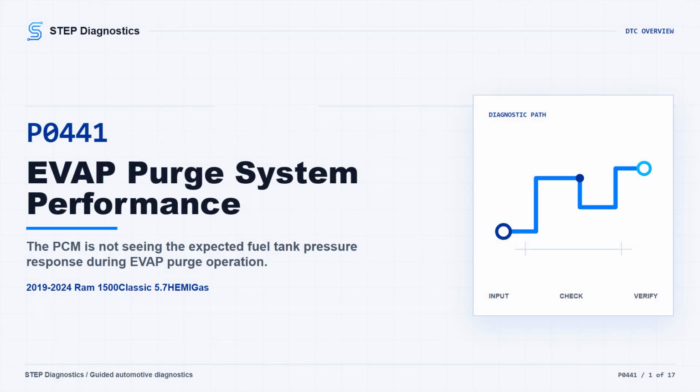On this Ram 1500 Classic with the 5.7 Hemi, P0441 means the PCM may not be seeing the expected fuel tank pressure change when it runs the EVAP Purge performance check. The driver may only notice a MIL, and the truck can otherwise feel normal. Broadly, think about possible purge flow problems.